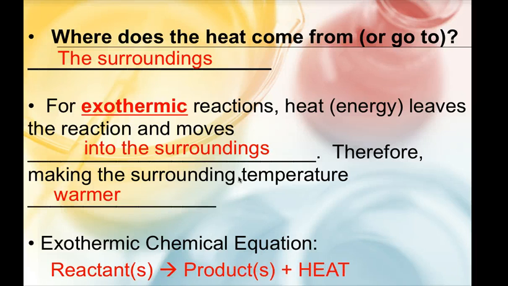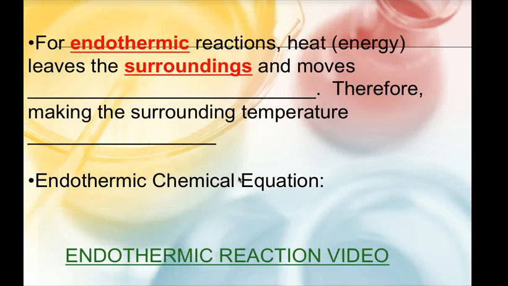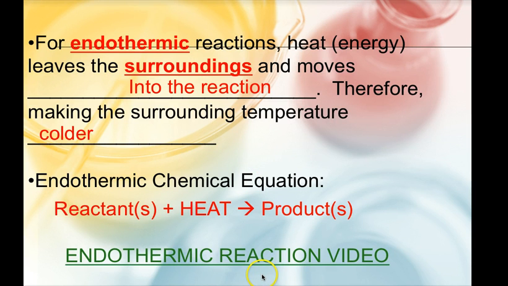Here's an example of one. It's just a kind of a basic one. Reactants, products, you notice heat is on the right-hand side, so this is not anything new. I'm not going to spend a lot of time on this. For endothermic reactions, the heat leaves from the surroundings and moves into the reaction. So the surroundings are going to get colder. Here's an example of a sort of a generic endothermic reaction. Let's take a look at the video and see how long it is.